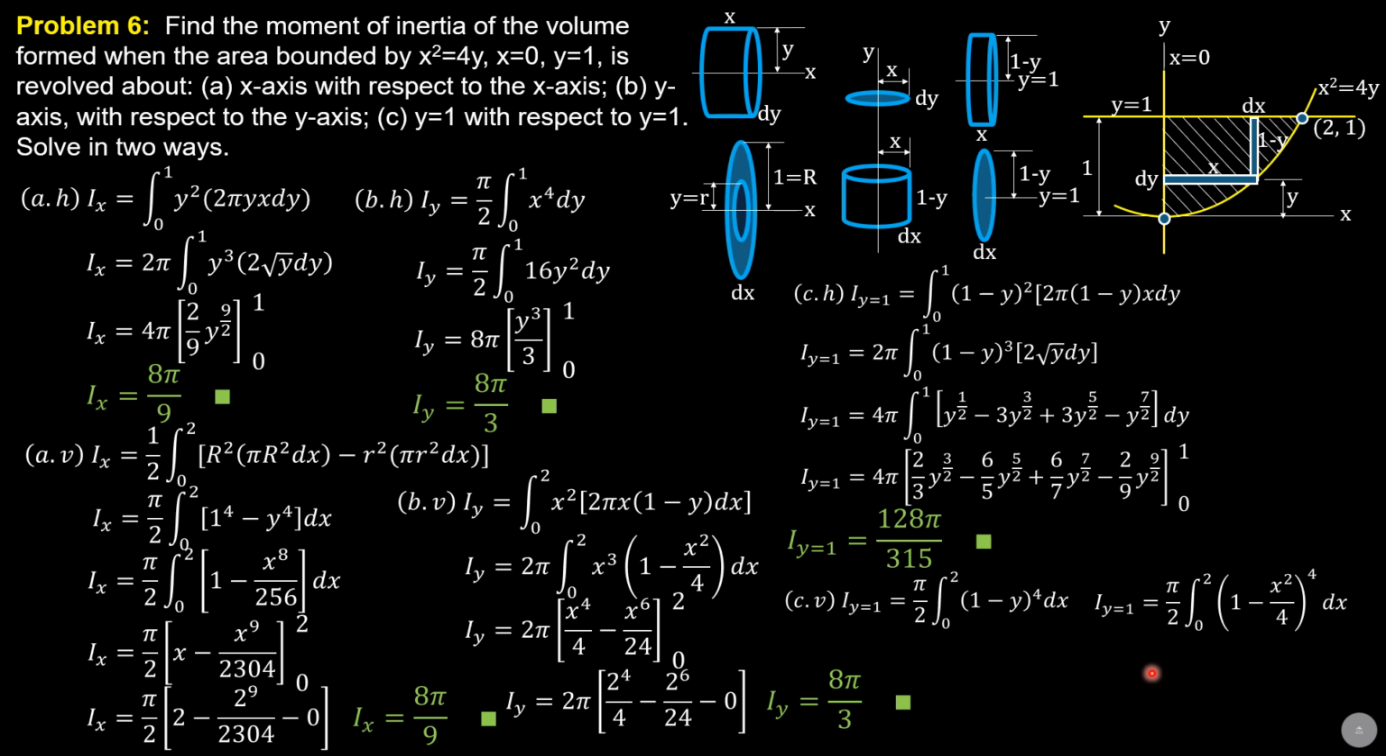Then evaluate manually. So for this case, using the high-tech calculator, let's just verify that the answer is the same, 128 pi over 315. So that's it for this video.